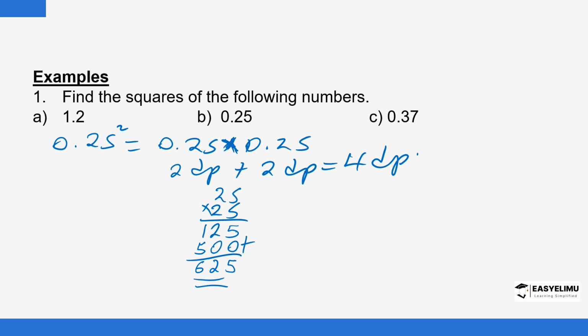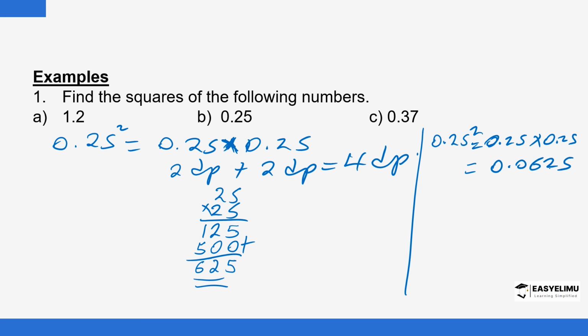So we have 0.25 squared, which is equal to 0.25 times 0.25. This is using the meaning of a square: a number multiplied by itself once. So this is 625. How many decimal places are there? 4. So we should have 0.0625. The product is 625, but we insert the decimal point in such a way that we have 4 decimal places. So that is what the square is about.